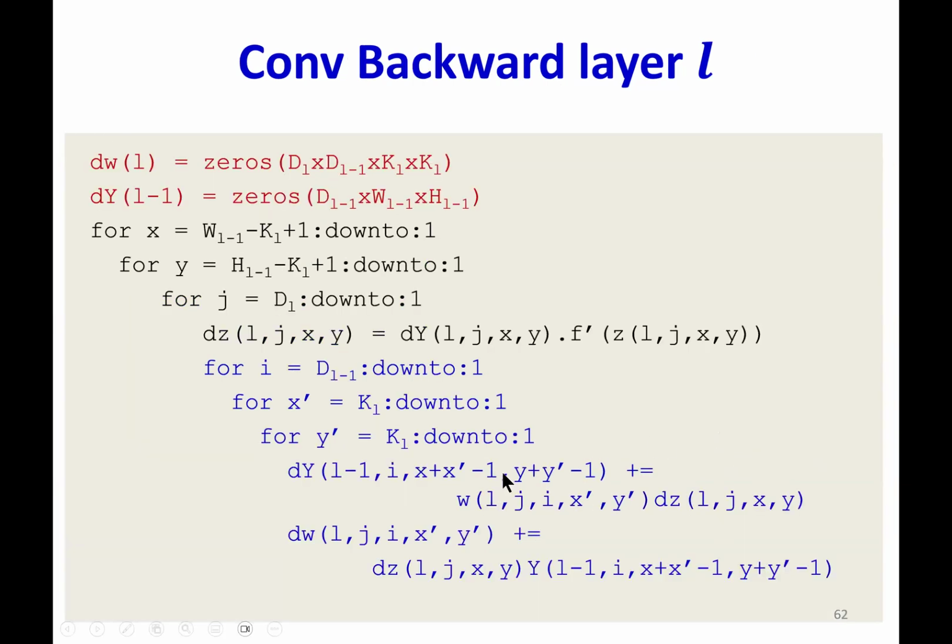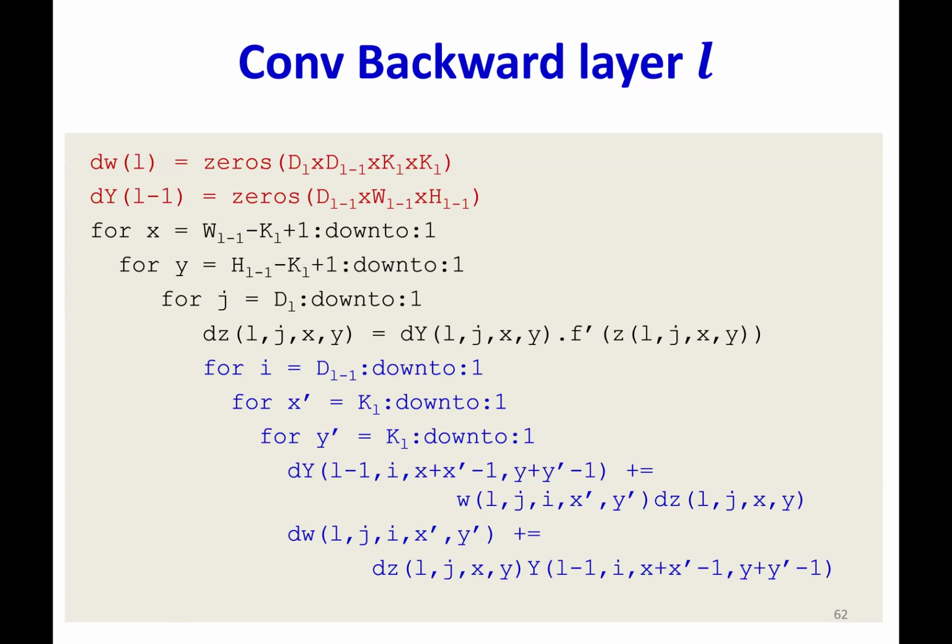And so when you go back, the derivative for Y at x plus x prime minus 1, y plus y prime minus 1 is going to be incremented by the product of the derivative of Z at x y and the filter at x prime y prime. Similarly, the derivative with respect to the filter at x prime y prime is going to be incremented by the derivative of Z at x y times Y of x plus x prime minus 1, y plus y prime minus 1. So do you guys see how this code is just basically literally inverting the operations of the forward pass? Right? Elvin does. What about the rest of you guys?